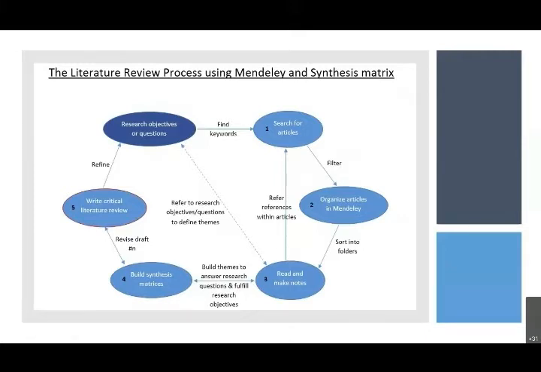For example, just now our friend from Palestine said he wants to do research about performance and strategy planning. So maybe he will start from strategy planning and performance. You will look for the keywords for that, and then search for the articles. I think these are the things you are doing right now.